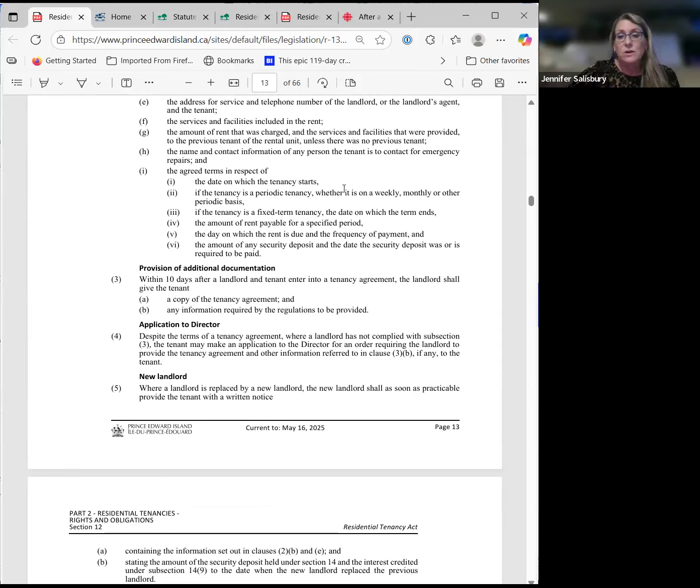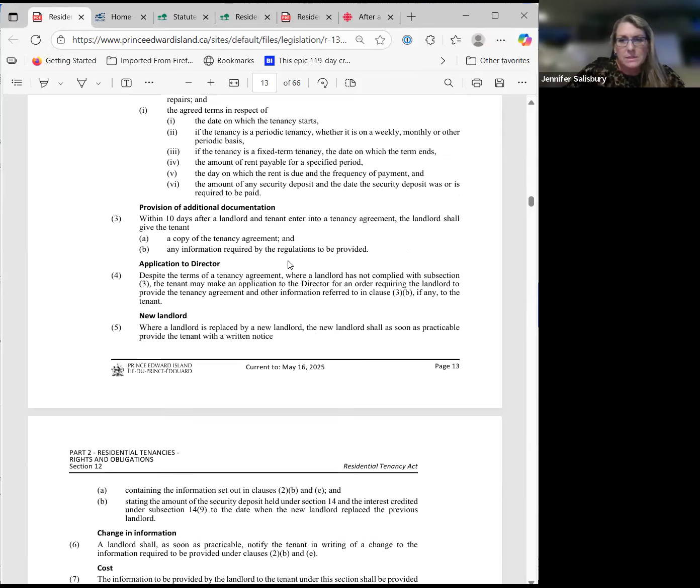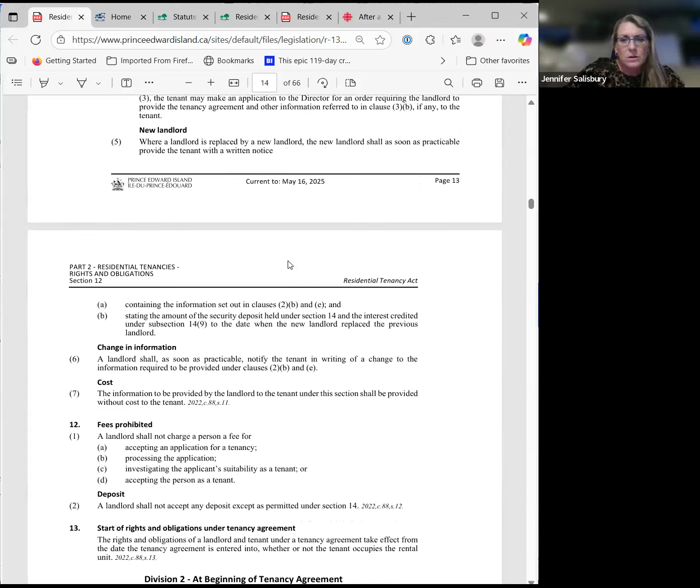Within 10 days of the landlord and tenant entering a tenancy agreement, the landlord shall give the tenant a copy of the tenancy agreement. That's very standard, the landlord must furnish the copy to the tenant. I always log that too. 10 days is pretty quick. In British Columbia, it's 21, but regardless, you still have to provide it as a landlord. Okay, let's see.